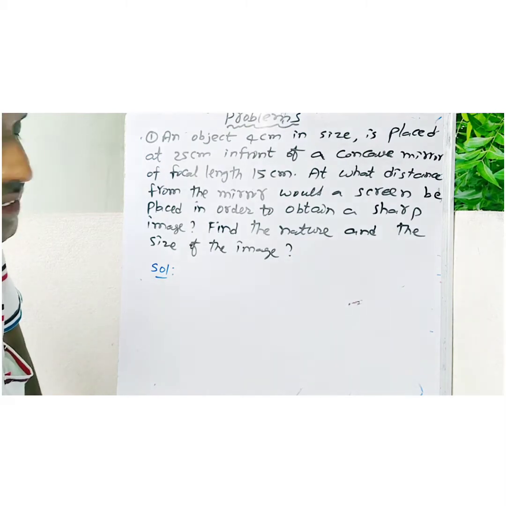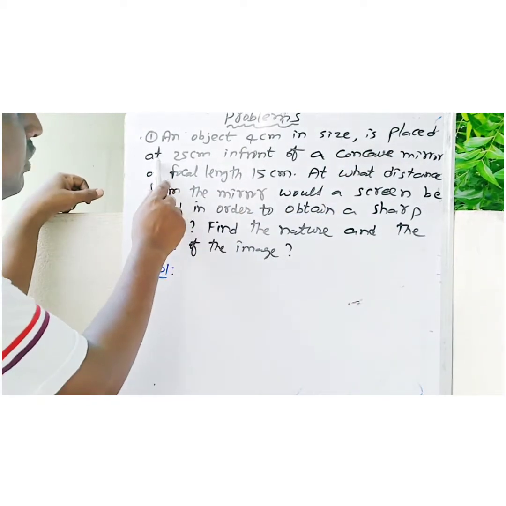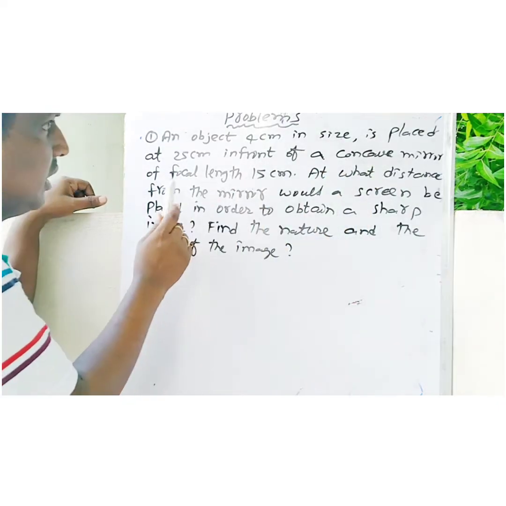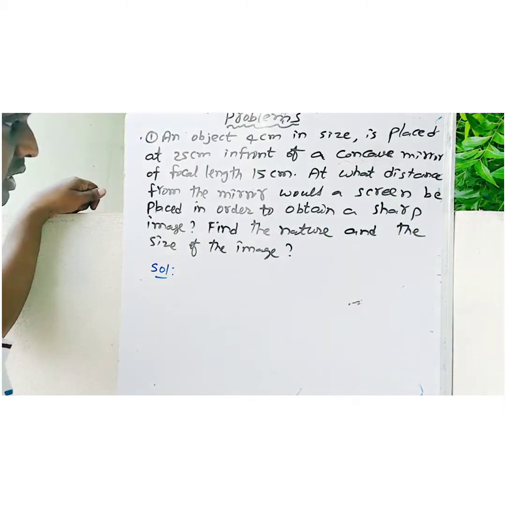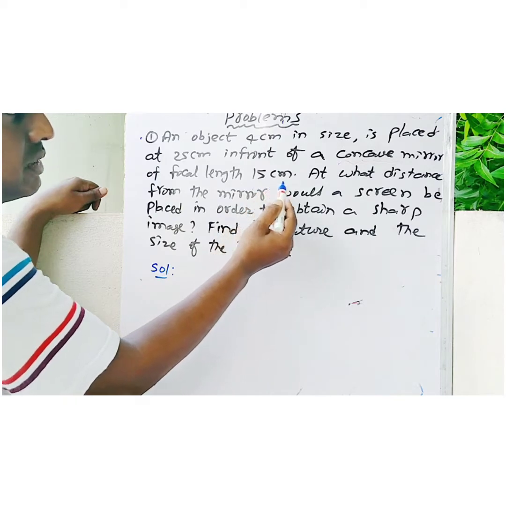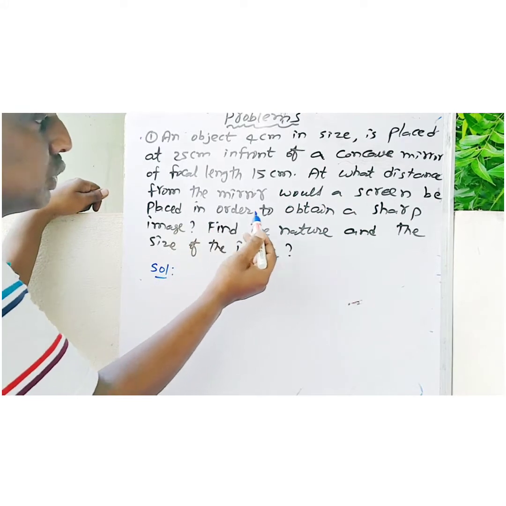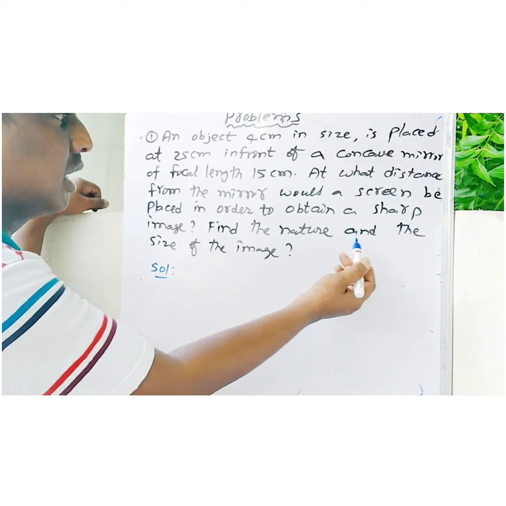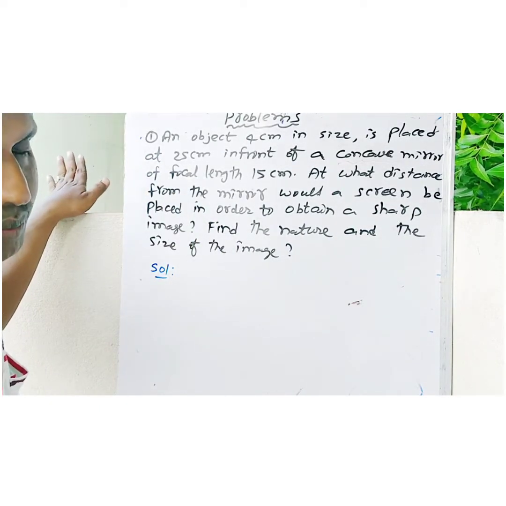Now see here. An object 4 centimeters in size is placed at 25 centimeters in front of a concave mirror. This problem belongs to concave mirror, so underline it. The focal length is given as 50 centimeters. At what distance from the mirror would a screen be placed in order to obtain a sharp image? Find the nature and the size of the image. Clear? This is the problem.